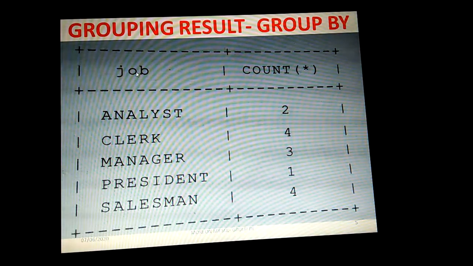Under the job field we have analyst, clerk, manager, president, and salesman. So totally only 5 job names are there in that EMPL table. Under analyst we have a count of 2, and then clerk 4.